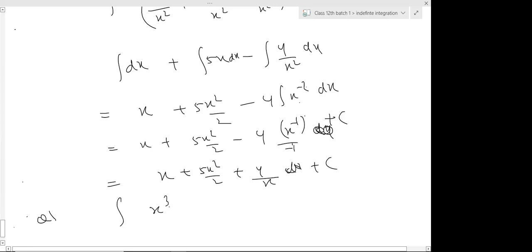Integration of x cube plus 3x plus 4 upon under root x dx.